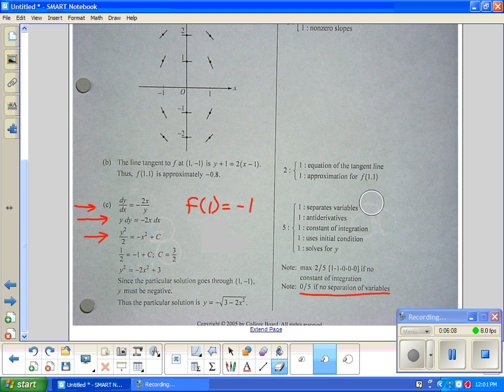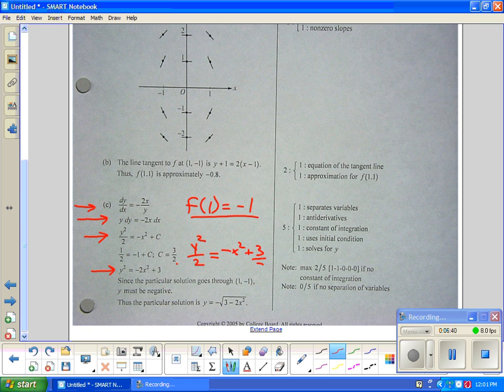Now, the next point to be earned is using the initial condition. All right? Well, the initial condition is right here. So they plug in -1 for y, and they plug in +1 for x. And if you do the math here, you're going to get c is 3/2. So then they plug in 3/2 for c and rewrite the equation right there. Now they also did another step here, which they kind of hide under the cover, right? It's y squared over 2 equals negative x squared plus 3/2. They just multiplied everything by 2.